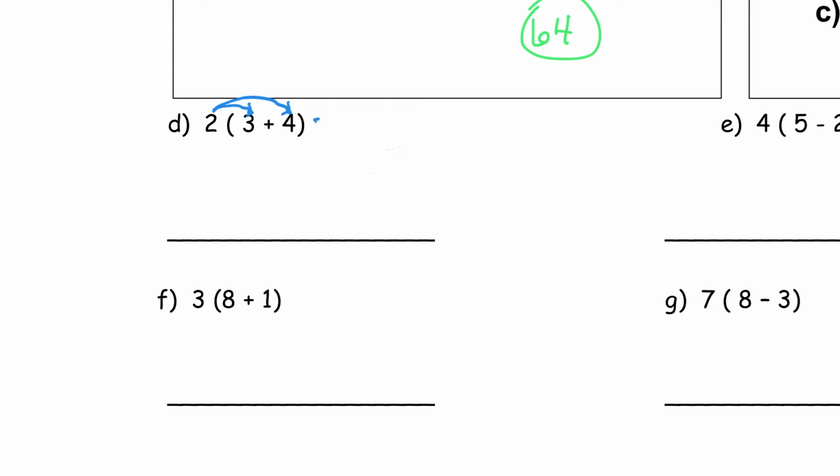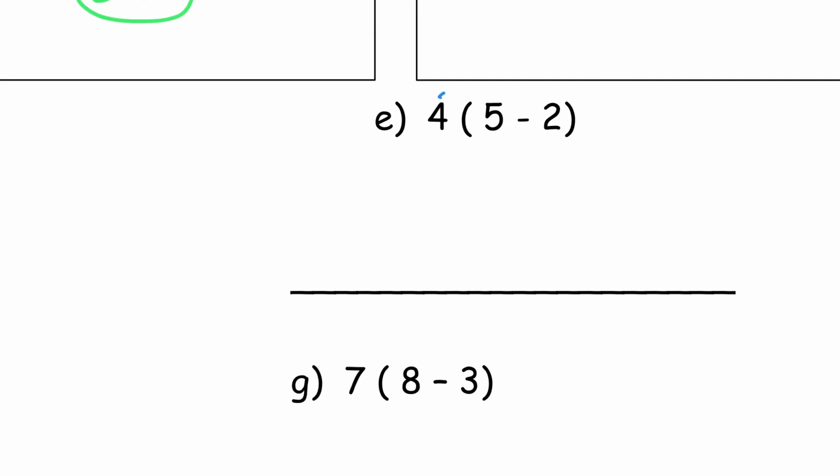So let's try that one together here. 2 times 3 plus 2 times 4. 2 times 3 is 6, plus 2 times 4 is 8. Final answer is 14, just like the order of operations.